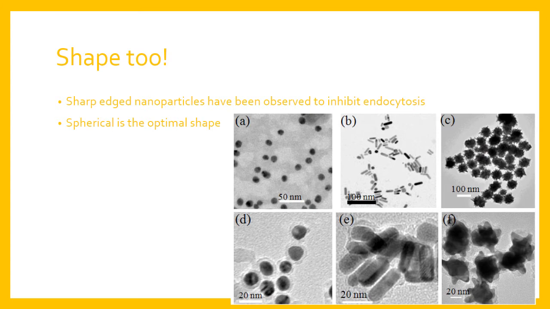Endocytosis can be inhibited by using sharp-shaped gold nanoparticles. Spherical gold nanoparticles, however, are the best absorbed. Two of the most commonly seen gold nanoparticle shapes are the nanorod and the nanosphere.